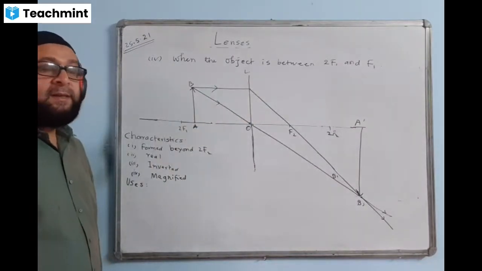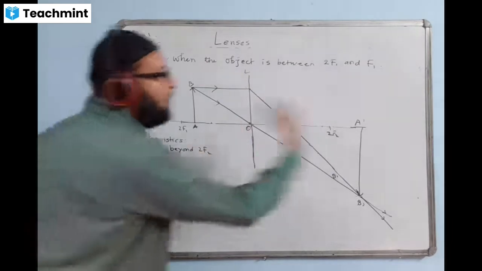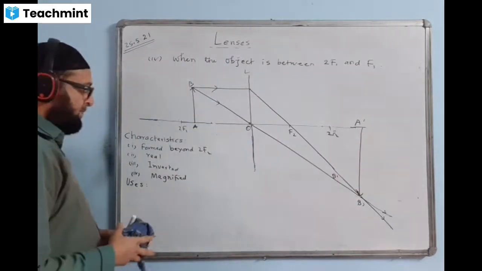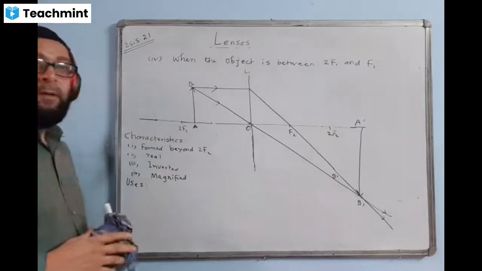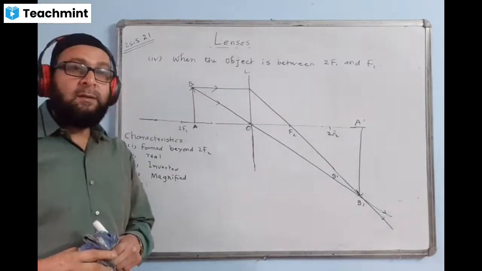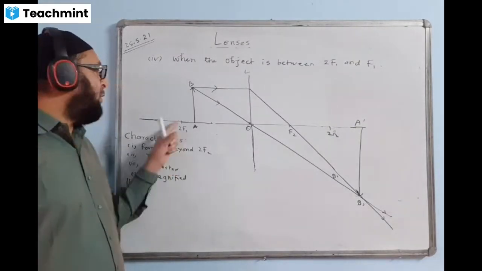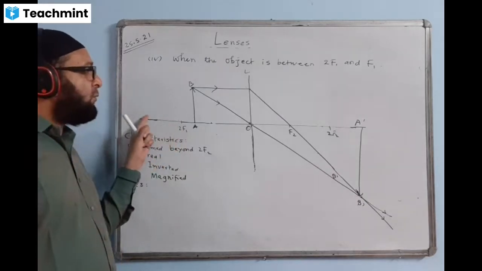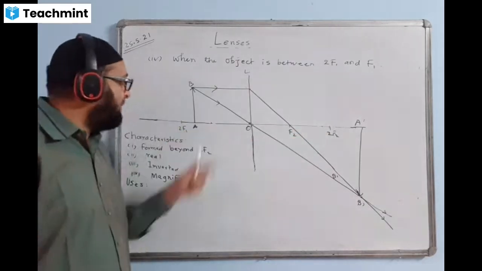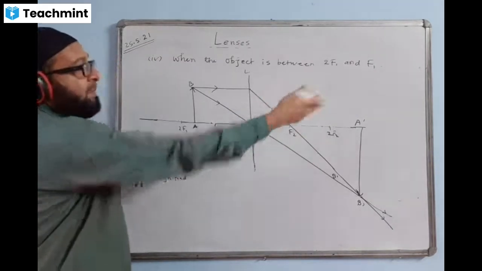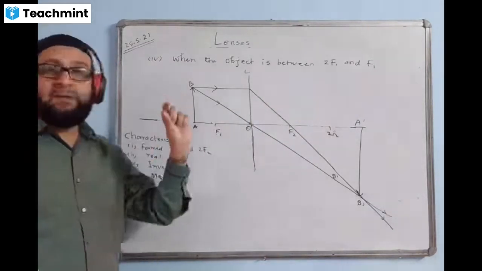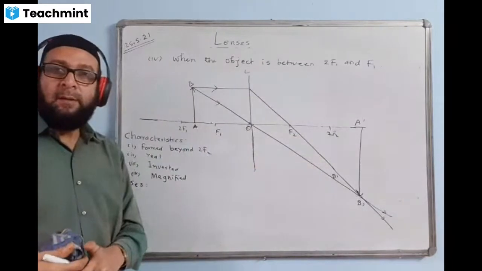But if you want to see the image directly without any screen, then your observer must be here. All right. Now, see, reverse is always true. You must have seen when the object was beyond 2F1, the image was between these two. Now the object is between 2F1 and F1, and the image is going beyond. First case, the object was diminished, smaller; now the image is bigger.